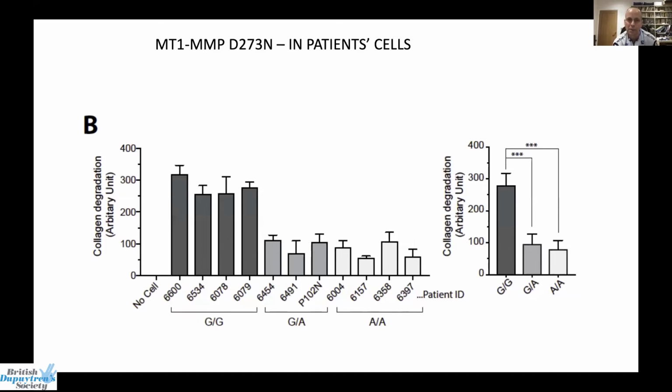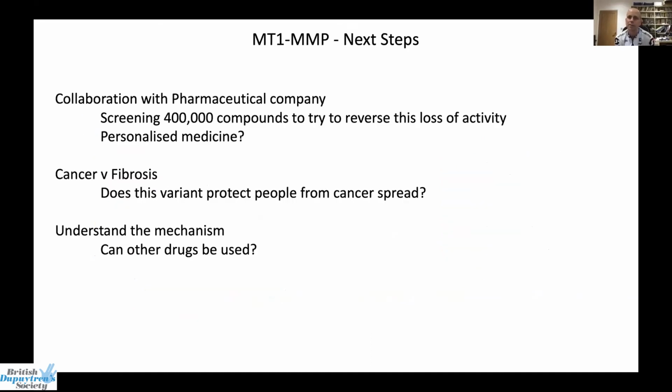So what have we done with this data? Well, we're getting it ready for publication, but importantly, we've started collaborating with a pharmaceutical company now who has a panel of about 400,000 different medicinal compounds, and we're doing a collagen degradation screen to try to see if we can reverse this loss of activity. And there is a possibility, clearly we're a long way from this at the moment, that this might lead the way towards personalized medicine for patients, depending on what their genotype is. We may have particular medicines that we can give them that would reverse that collagen deposition and allow their collagen to be degraded again.